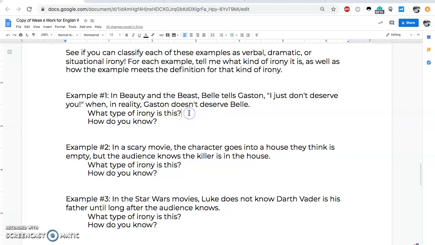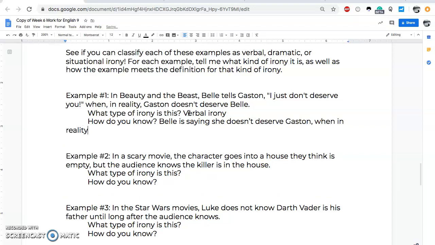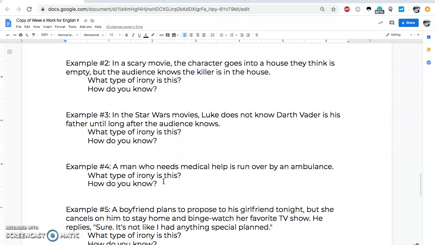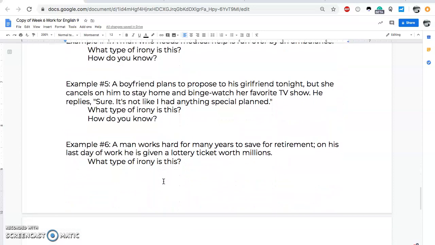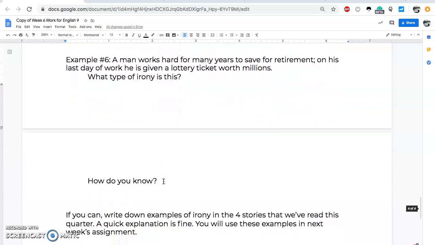What type of irony is this? So you can say verbal irony. How do you know? Belle is saying she doesn't deserve Gaston, when in reality, Gaston doesn't deserve Belle. Okay, something easy like that. And you continue down, example 2, 3, 4, 5, 6. Try your best, you guys, and again, let me know if you need help with that.